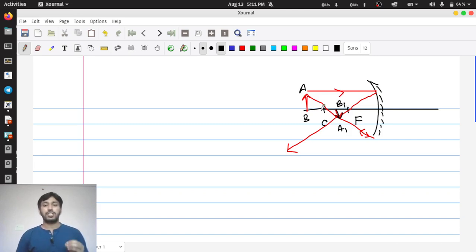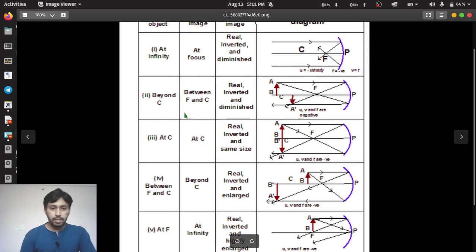Okay, you have to just remember 3 rules and I have discussed earlier in the video. So let's go to there. Now this is beyond C. Okay, so the image will be, you can see this is the real image, because you can see these are the light rays and they are actually meeting at point A dash. Okay, 2 light rays are actually meeting at point A dash, so this image will be real image. And generally all real images are inverted. Generally real images are inverted, so it is inverted, you can see.